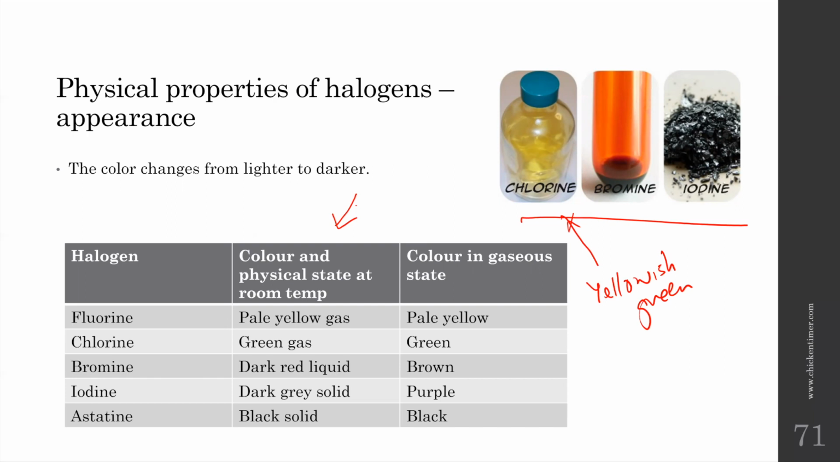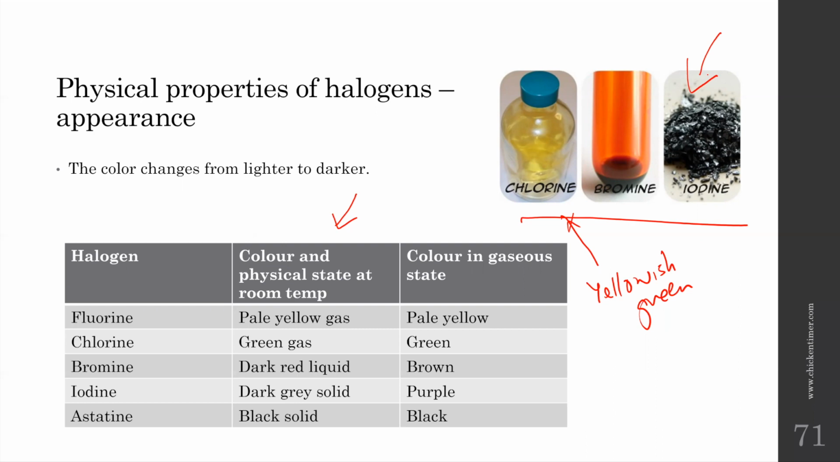Physical state at room temperature. So fluorine is a pale yellow gas. Then chlorine is a green gas at room temperature, greenish yellow. Then bromine is dark red liquid, and iodine is dark gray solid. See this one. Then astatine is a black solid.